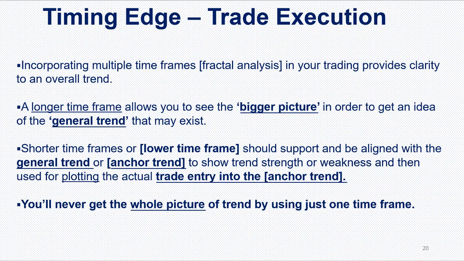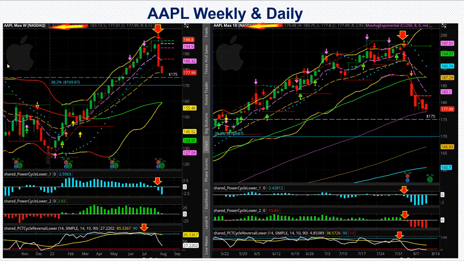Now then we want to use the shorter time frames, or your lower time frames. They should support and be aligned with that general trend, or the anchor trend, to show trend strength or weakness, and then used for plotting the actual trade entry into your general trend, or what I call the anchor trend. So you're never going to get the whole picture of trend by just using one time frame. So here's an example of Apple. This is a weekly, which I call long-term, and a daily.